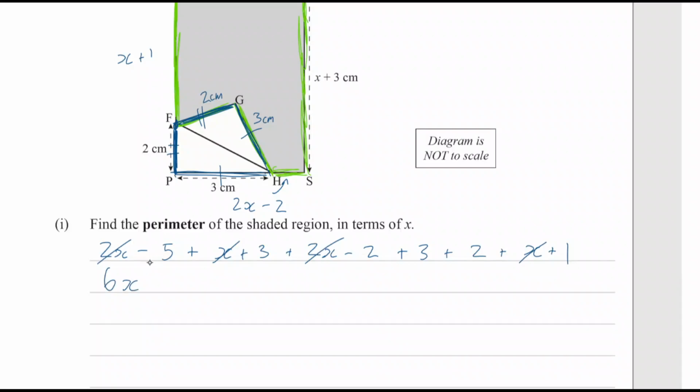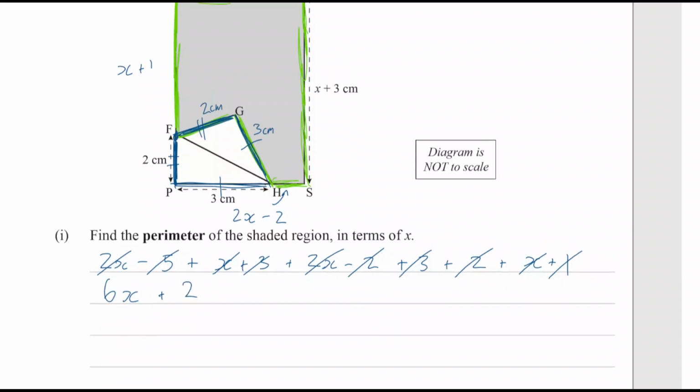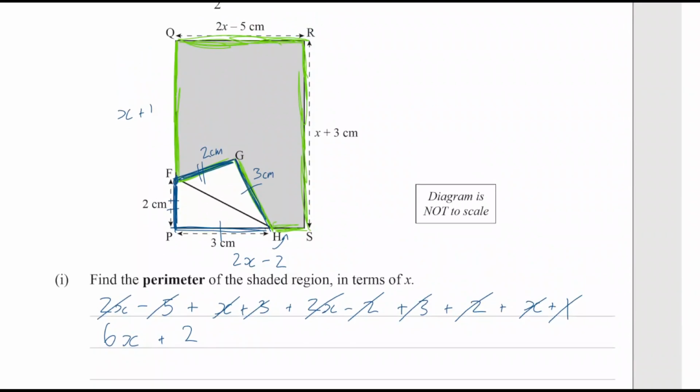We then have minus 5 plus 3, that's minus 2. Now we have minus 2, that's minus 4. Minus 4 plus 3, that's minus 1. Minus 1 plus 2, that's 1. 1 plus 1, that's 2. And I think I made a mistake somewhere. 2x minus 5, x plus 3, 2. Oh, I just caught it.